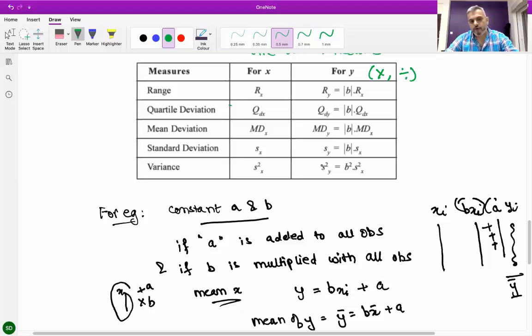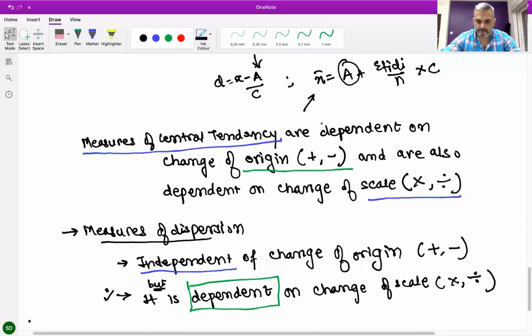And this is how we have to find the new range in case the original data is changed. If something is added, subtracted, multiplied or divided, then you have to use this method where you ignore what is added or subtracted and take only what is divided or multiplied to find the new range, new QD, new mean deviation, new standard deviation, or new variance. So please write this. This is important.